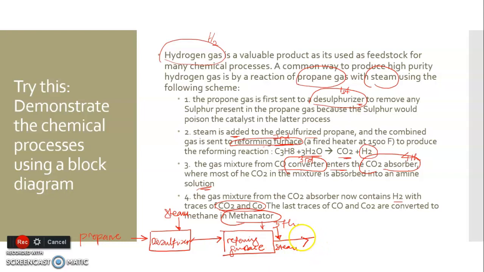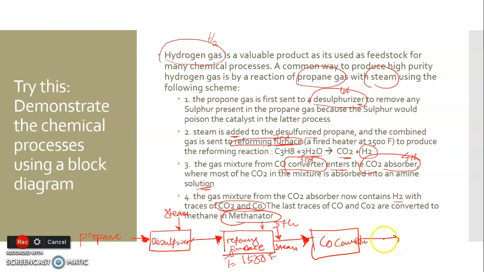Okay, and then in the final exam, whether you want to do it like this or whatever, even coloring is fine, anything works. Okay, you can put T, temperature equals 1500 Fahrenheit. Okay, the gas mixture from the CO converter enters to, okay, meaning the CO2 from the reforming reactor or reforming furnace will undergo the CO converter. This is the CO converter.